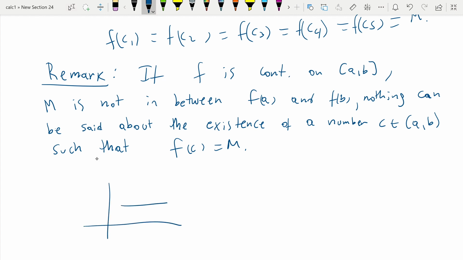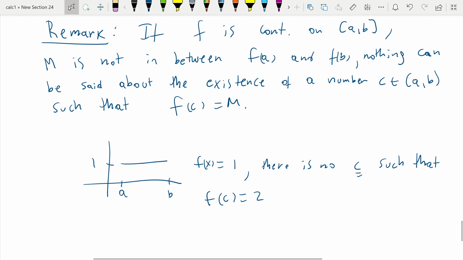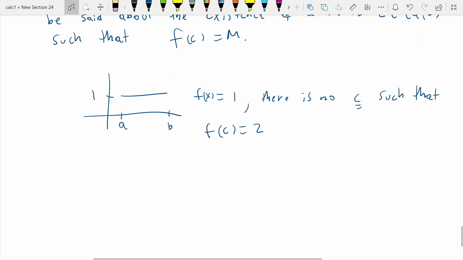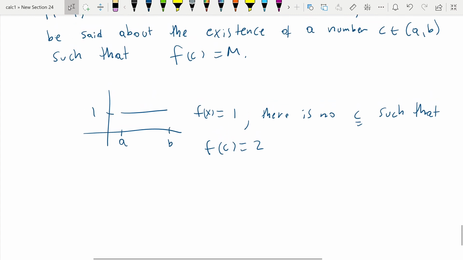So here, a constant function, f of x is just equal to 1. Then in between a and b, there is no c such that f of c is equal to 2. And of course 2 is not between f of a and f of b, because f of a and f of b are equal to 1. So it's not contained there.